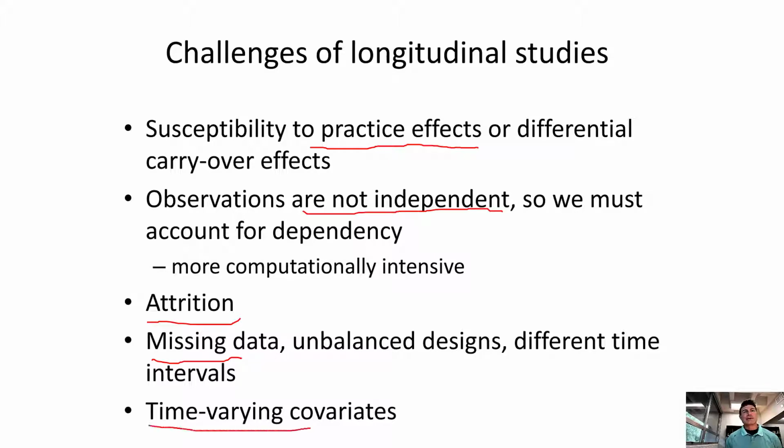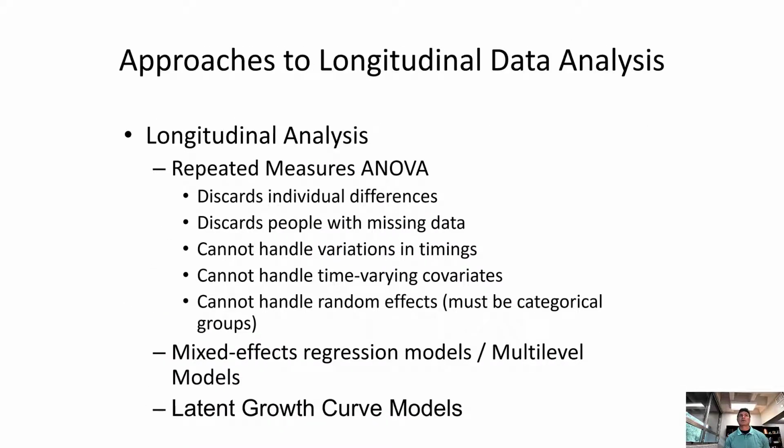And then also time varying covariates is what I mentioned. We'll get into that in the coming weeks. So we're going to talk about repeated measures ANOVA, multi-level modeling, and latent growth curve models. Multi-level modeling we'll get into more detail in a lecture next time. But latent growth curve models I'm going to actually go into first.